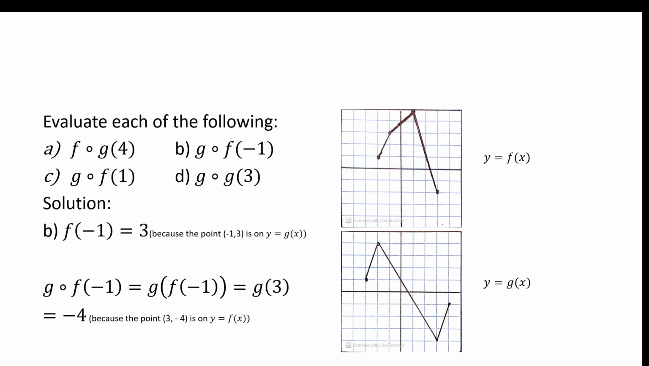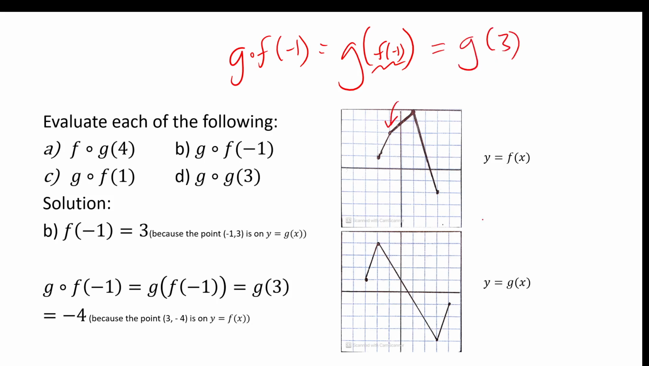For part B, we're looking for g of f of -1. We work from the inside out. We'll find out what f at -1 equals. F at -1 is 3. Then we go to the g function. We let x equal 3, and we figure out what y equals, and the answer is -4. And there's the strategy.